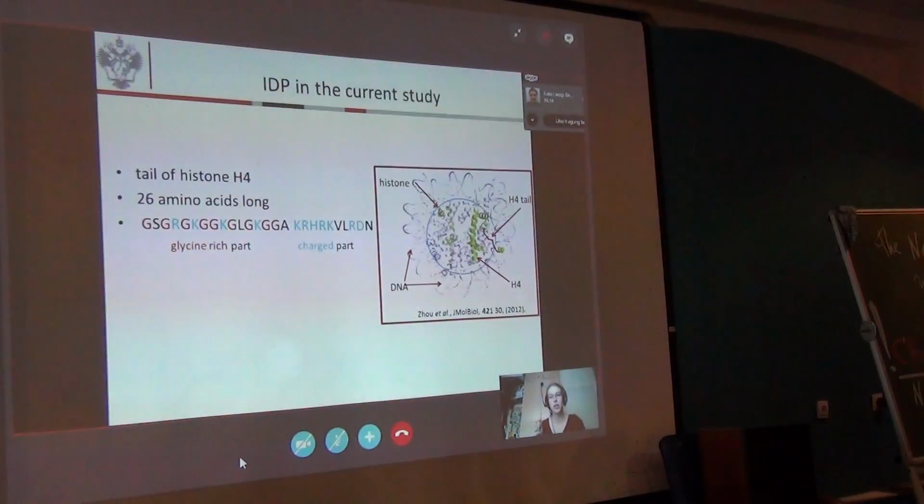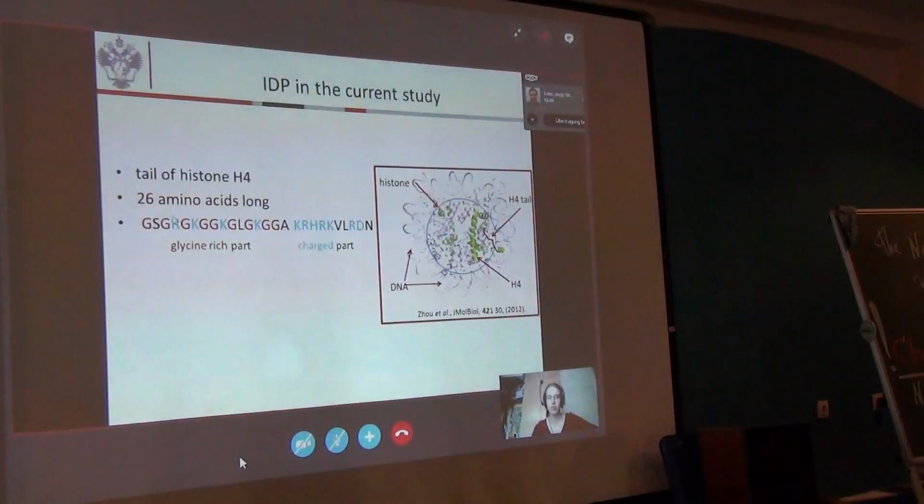And what happens is that the DNA is wrapped around a small protein particle, a so-called histone, and this is shown in this picture here. You see this is the DNA, and this is wrapped around a core particle, which consists of 8 histones, and there are 2 histones H4, which are shown in blue and in green here. And here is the tail of the histone H4, and this is the protein that we were investigating.